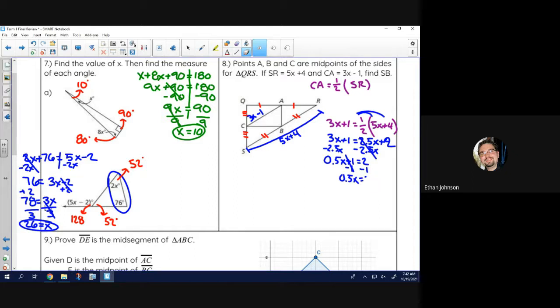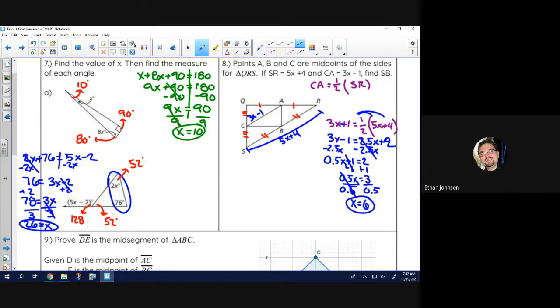As Mr. Johnson realized that he messed up the equation. Actually, it's supposed to be minus, not plus. So we're going to add 1 to both sides to get 3. And we're going to divide both sides by 0.5, or times both sides by 2. X equals 6.